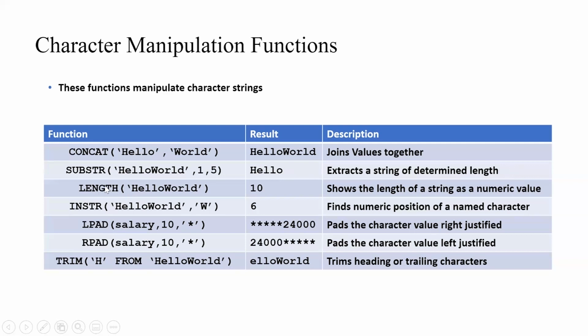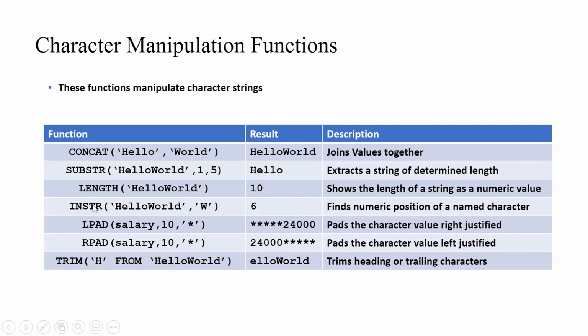Next we have LENGTH. Length will give you the length of the string you put. Hello world is a 10 letter word, so it gives 10. If you had a space here it would have been 11. So it is basically all the characters you have, whether it's a space or a letter. It shows the length of a string as a numeric value.